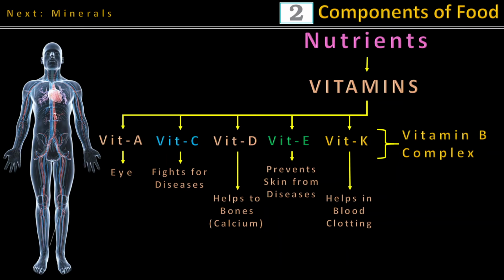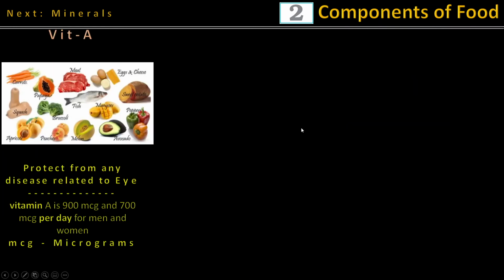Now the question comes, I will show you what are the foods related to vitamin A. Vitamin A foods, as I told, protect from any disease related to the eye. What are the foods? Carrot, papaya, meat (animal source), broccoli, peaches, melon and apricots. Several foods with respect to vitamin A.